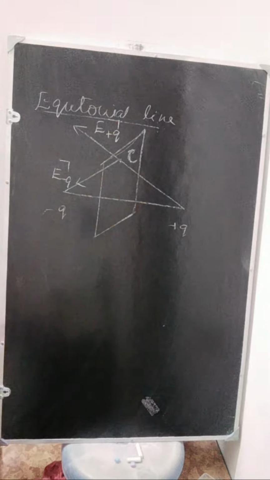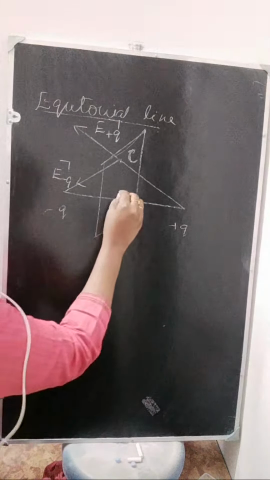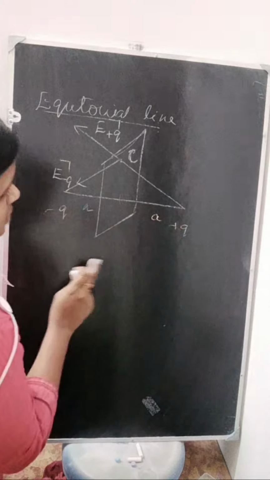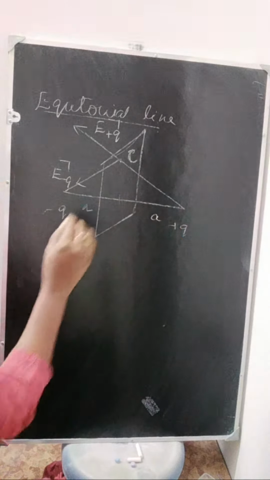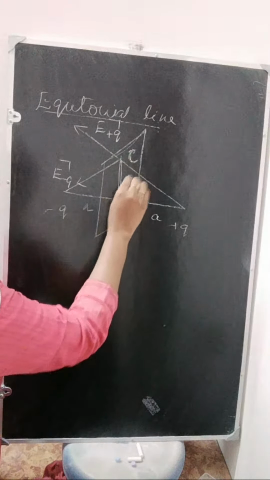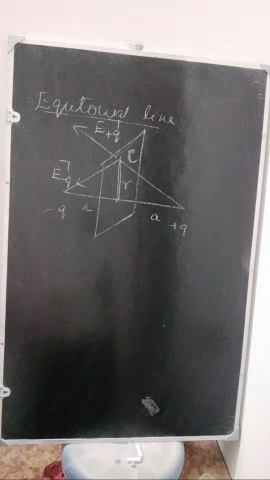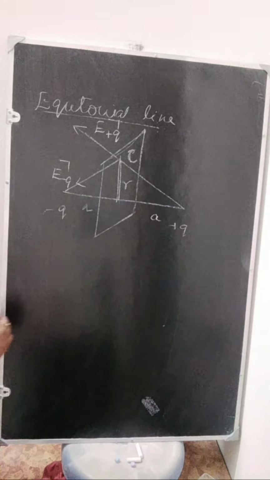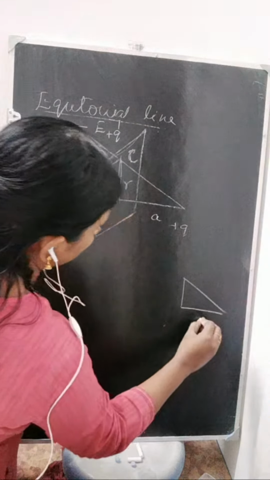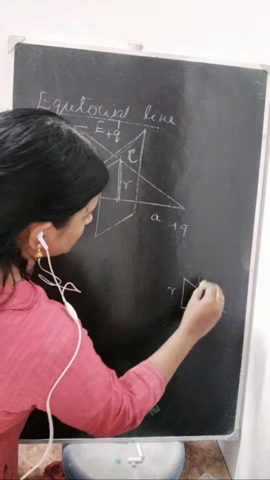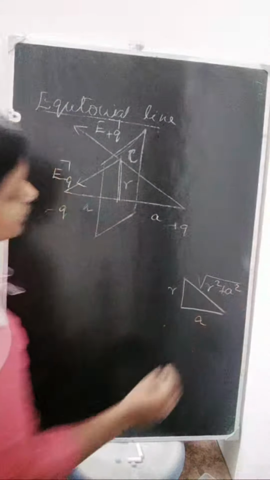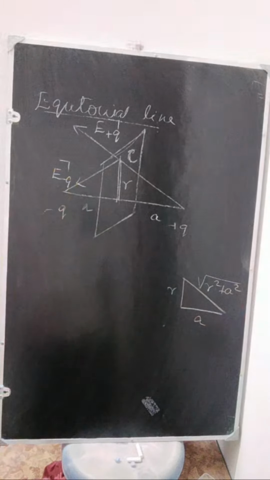So if you go for those two vectors, again the same thing. What is the distance? This distance is a, this distance is a, meaning the total distance is 2a, and from the center the test point is located at the distance r. From the center, always the test point is located at distance r. If we take any triangle, as both are similar, this is a, this is r, and according to Pythagoras theorem, this is root of r square plus a square.